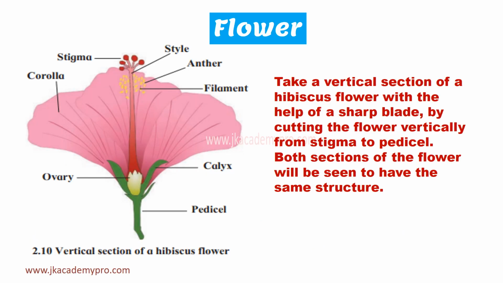Now, take a hibiscus flower and cut it vertically with the help of a blade. Okay, so you will see that both the parts of the flower are the same, that is, both the sections. So you have to cut it very, very carefully so that you can understand the various parts of the flower.